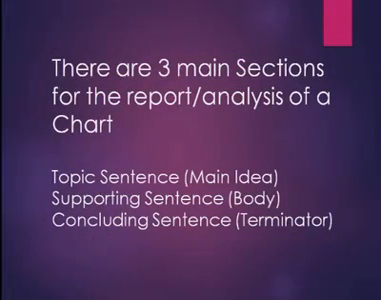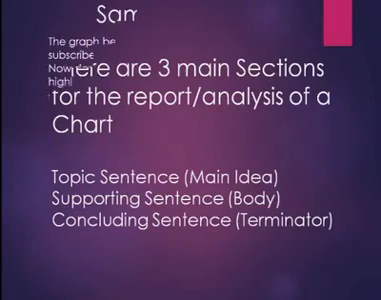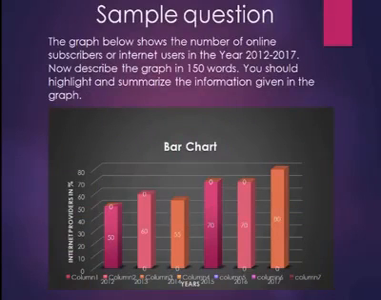Before you know the details about the questions of your exam, you need to know that there are three main sections for the report analysis of a chart. What are they? First, in the answer sheet, you will have to think about the topic sentence, which is also called the main idea of the discussion. Then follows the supporting sentences, which are called the body of the paragraph, and at last the concluding sentence, or the terminator of the graph. Let's look at the example.